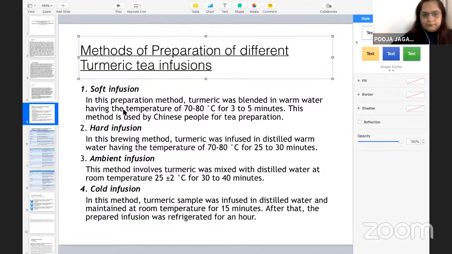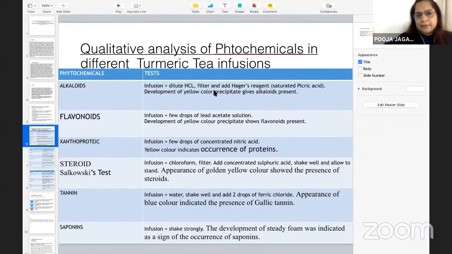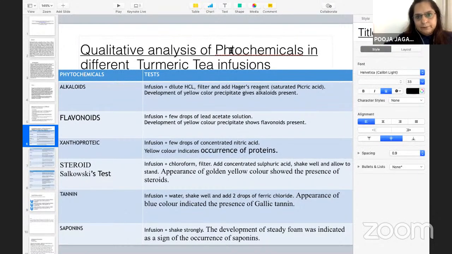These are the results we got. Using different samples, all the infusions were prepared, and qualitative analysis of phytochemicals was done in the different turmeric tea infusions. Sorry, there's a typo error. Yeah, it's alkaloid, flavonoid.